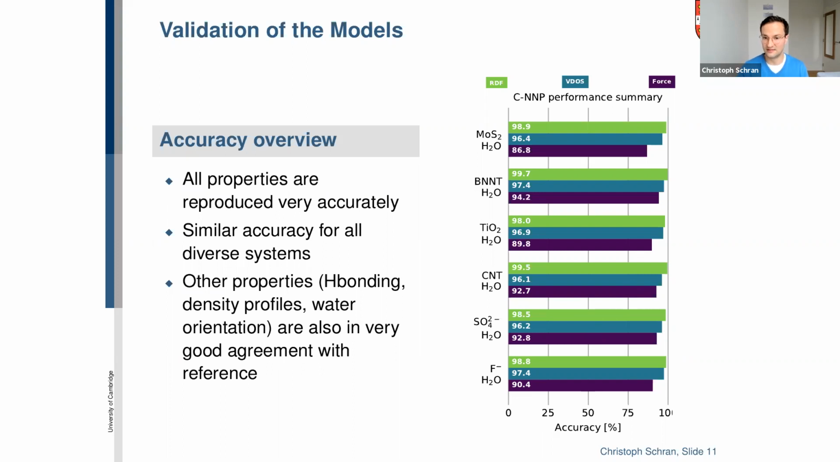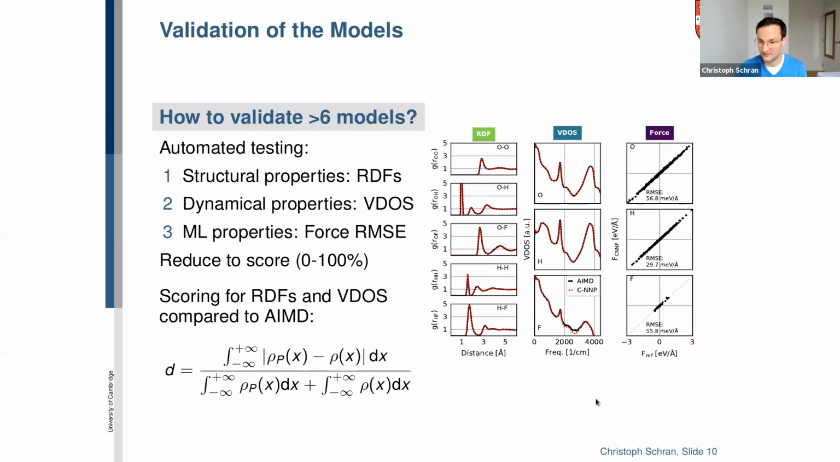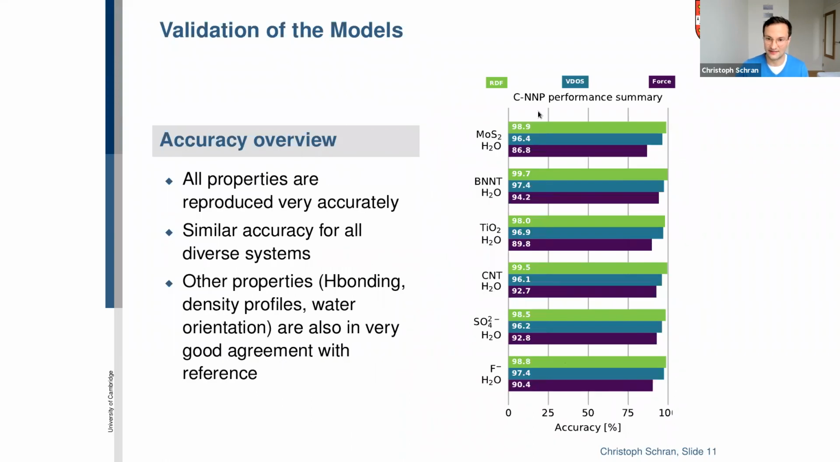So that means the accuracy that I've shown in the previous slide for the fluoride water setup is maintained for all these other complex aqueous systems. At the same time, we might see that the radial distribution functions, so the structural properties, give the highest score here, whereas the forces give the lowest one. But the main summary is that all of these various properties are represented with relatively high accuracy compared to the DFT reference.